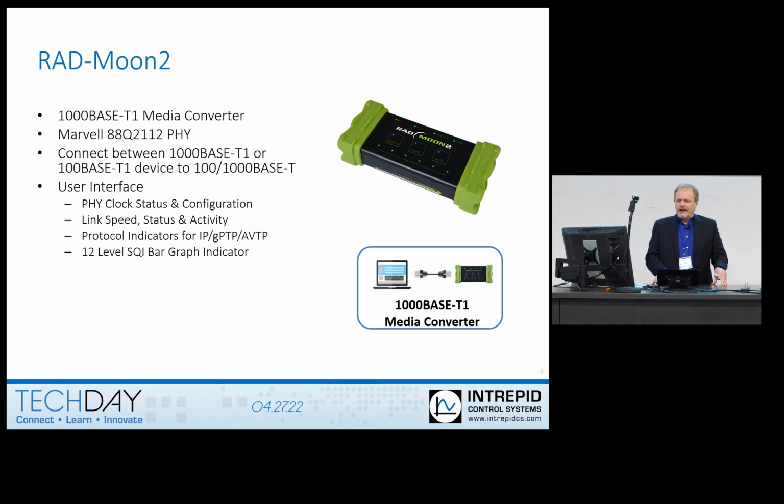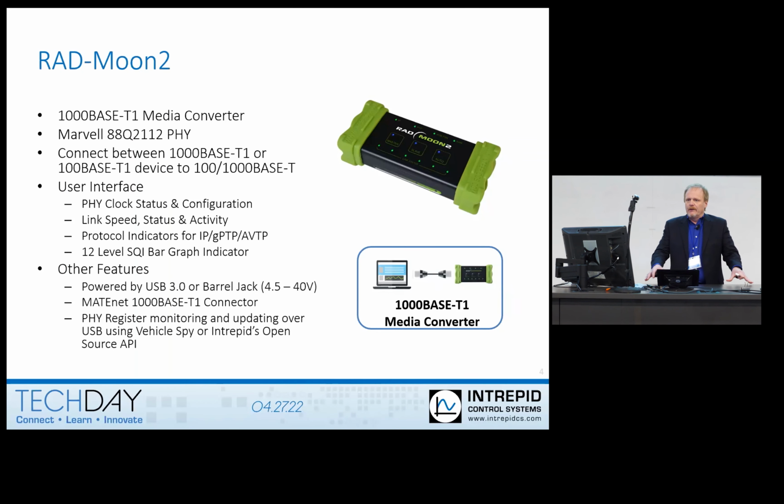This gives you an indication, on a scale of 1 to 12, of what the signal quality is. And this correlates with something called a bit error ratio. That's a measure of the integrity of the electrical signal and of the PHY and its ability to decode that into digital, basically bits and bytes.